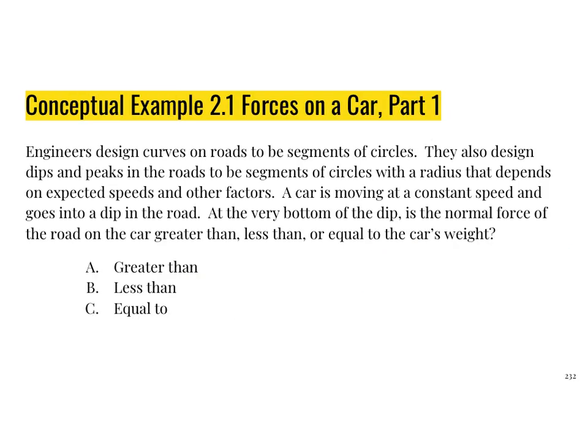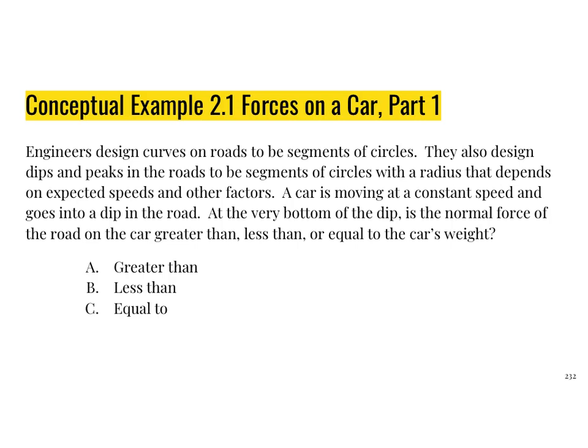All right, so we got a quick little conceptual example, and we're going to take a look at this more later, but it says engineers design curves on roads to be segments of semicircles, or circles. They also design dips and peaks to be segments of circles with a radius that depends on expected speeds and other factors. So when you engineer a road, how tightly it turns is very carefully thought about. It says a car is moving at constant speed and goes into a dip on the road. At the bottom of the dip, is the normal force of the road on the car greater than, less than, or equal to the car's weight?